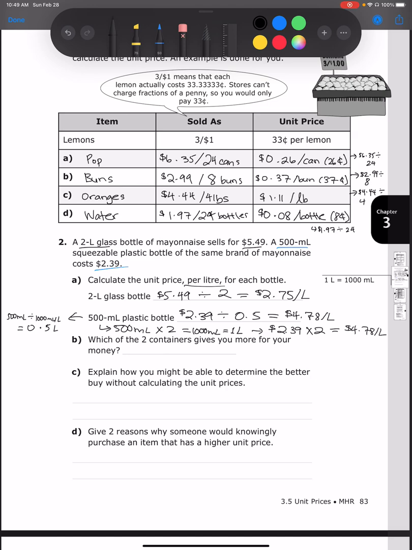So either way is acceptable. So which of the two containers gives you more for your money?